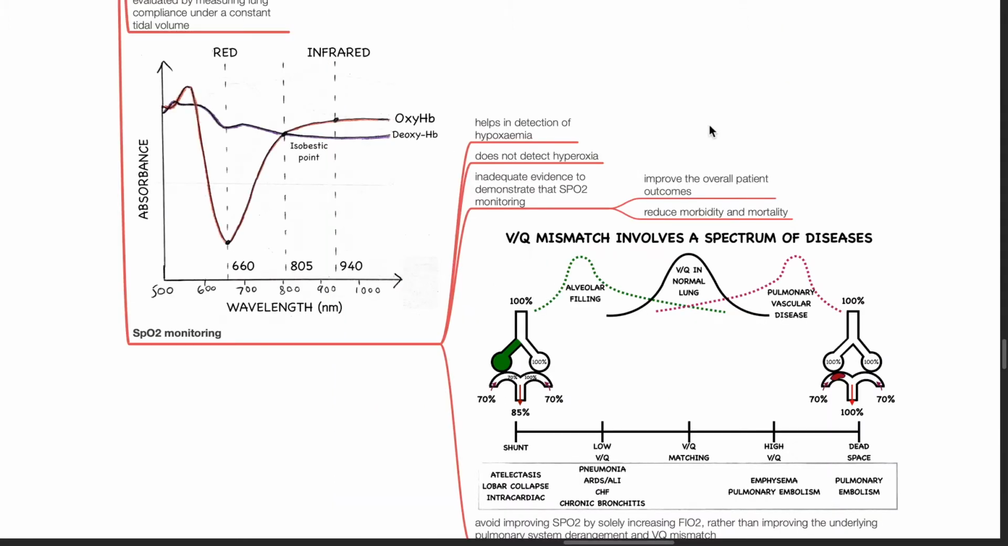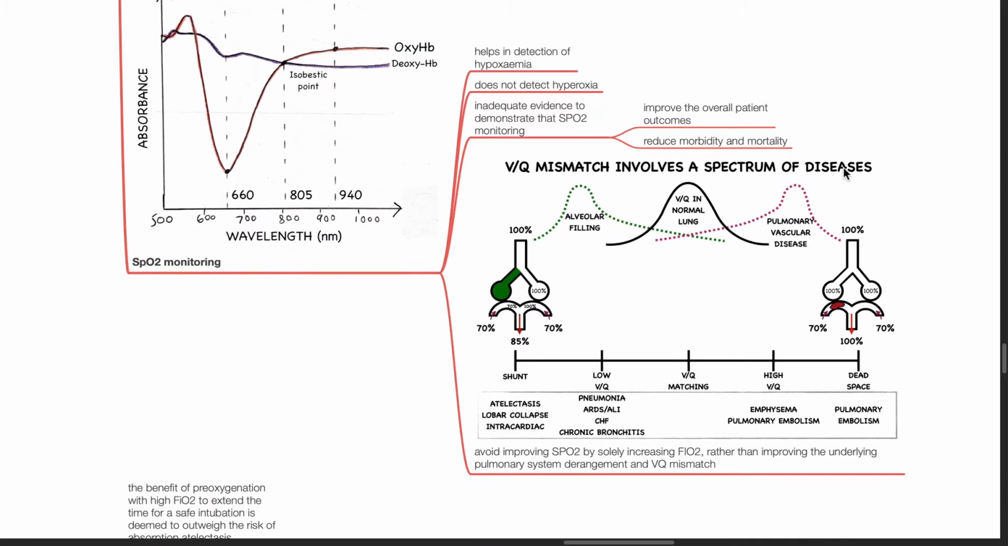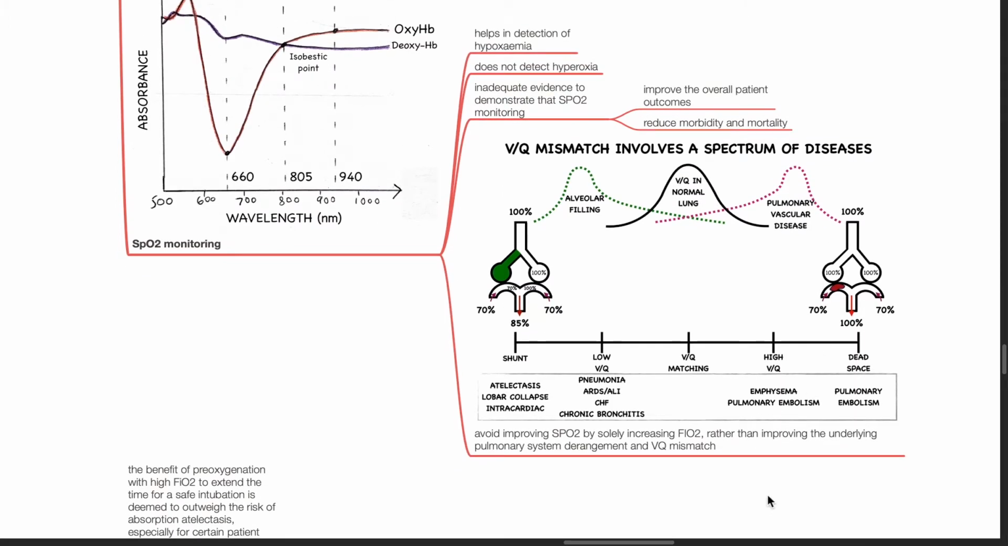SpO2 monitoring helps in detection of hypoxemia, but does not detect hyperoxia. There is inadequate evidence to demonstrate that SpO2 monitoring improves overall patient outcomes and reduces morbidity and mortality. Avoid improving SpO2 by solely increasing FiO2 rather than improving the underlying pulmonary system derangement and VQ mismatch.